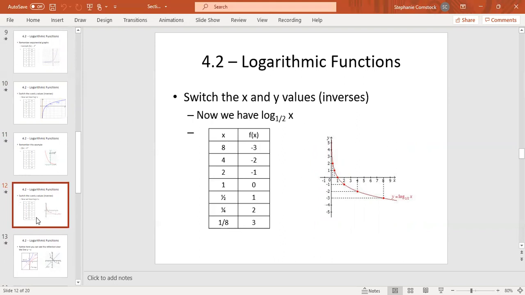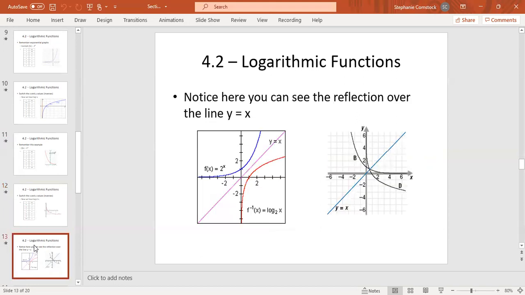Now, this next slide actually takes the 2 to the x and the log base 2 graph and puts them in the same grid space, and it takes the log base 1/2 and the 1/2 to the x and puts them on the same graph so that you can see where the reflection is. Because if you also recall, inverses reflect over the diagonal line y equals x, okay? So here we've got 2 to the x in blue and our log base 2 graph, and that one's pretty obvious.